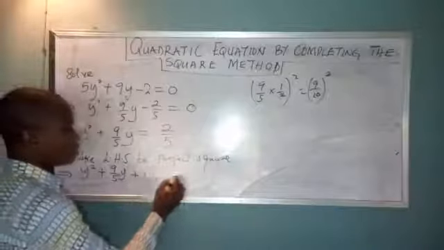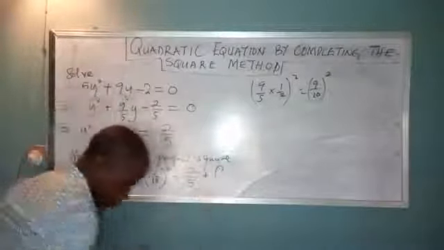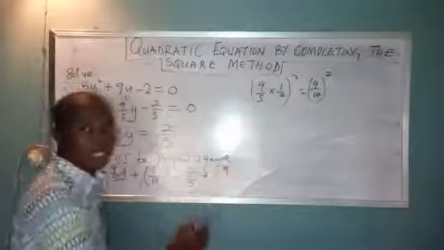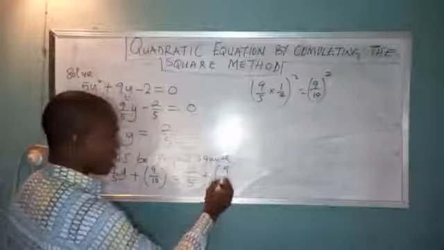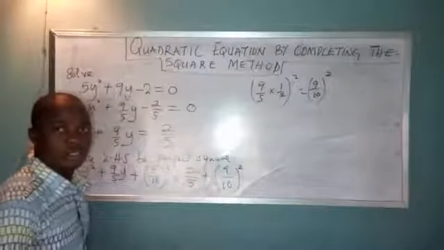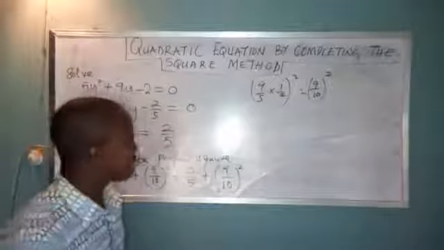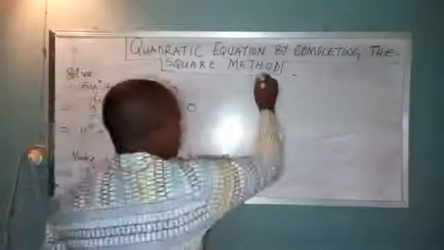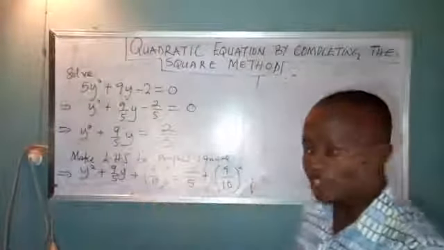(y + 2/5 + 9/10)² — that is 2/5 plus 2/5 plus 9/10, all squared. Are you getting what I'm doing now? So from there, what are we going to do? We solve further. Now you see that the left hand side of this equation has turned into a perfect square.